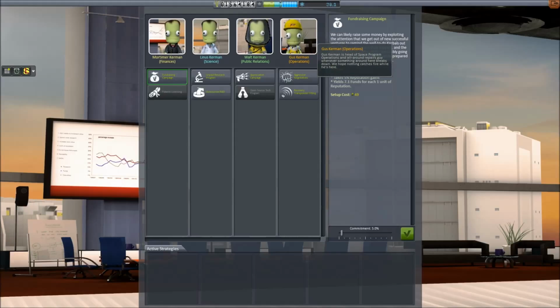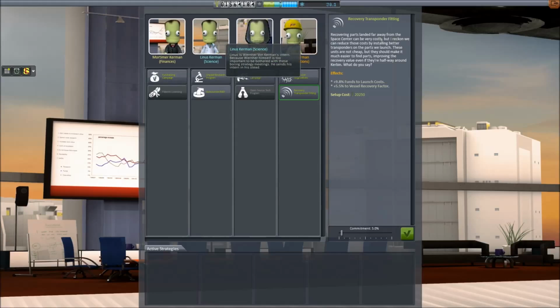Then operations is various miscellaneous things that you can do, functions you can do with your space program, such as not having to pay extra funds in the first place, or being able to recover your vessels and gain more money because of it. So, in this particular instance, I'm going to be focusing on money and science, because science is very close to being maxed out already, at least in my save file, and money we could always do with. I don't so much need to worry about our public relations yet, because we've already got a fair amount up here as it is.